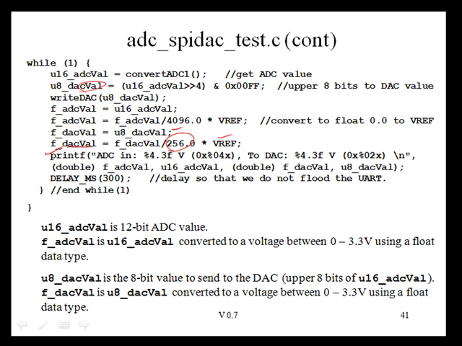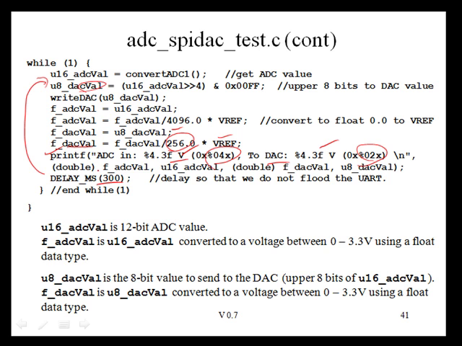We then use a formatted print statement to print out these voltages. Here, this is going to print out the ADC voltage in volts. We'll also print out the raw ADC code. We'll also print out the DAC voltage, and we'll also print out the raw DAC code in hex. We'll then delay 300 milliseconds because we want to wait a little while between samples, and then we'll go back here and do the whole thing over again.